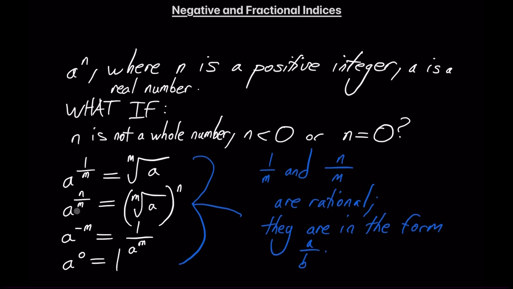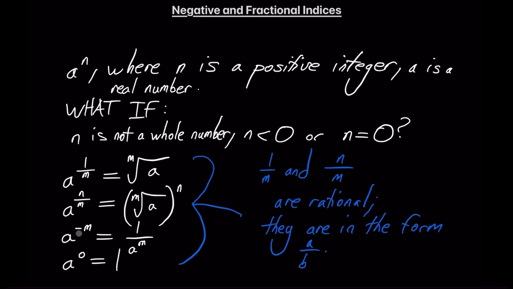Now, with the second case, we've got a raised to the power n over m. The way we can rewrite this is the root m of a, and then all of this raised to the power n. So again, it's like before, but since 1 is not there and we've got an actual other integer here, n is an integer by the way, we have to write the expression like this. We have to raise everything to the power n.